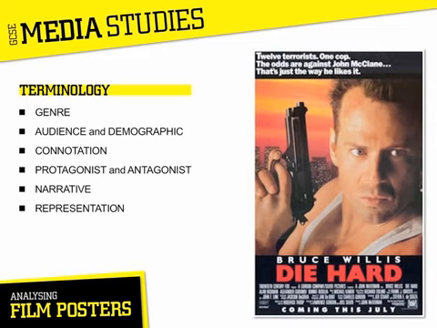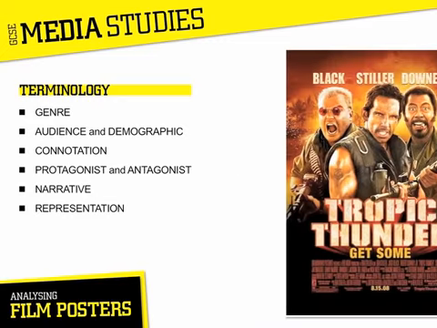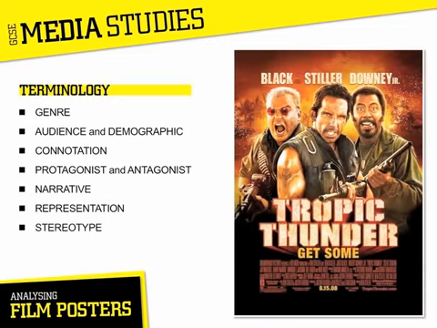Representation can refer to anything about the world we live in, including places and people. Stereotype is another important media term. Stereotypes are usually negative because they generalise people and make the audience think certain types of people are the same. For example, it would be stereotypical to say that all Americans are fat or that all blonde women are unintelligent. The media has a habit of using stereotypes for comedic effect, such as in this poster for the comedy Tropic Thunder. This poster stereotypes all American soldiers as crazy, trigger-happy meatheads.